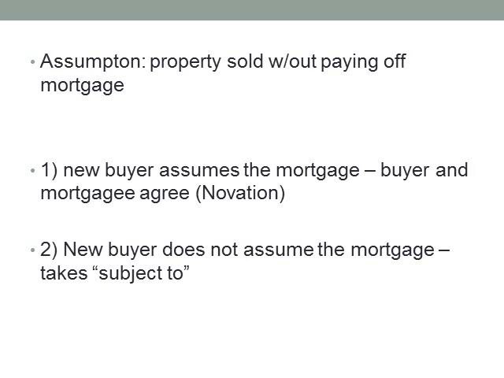And if the bank agrees to allow that to happen, then they release the old mortgagor, or the seller, and substitute the new buyer on the mortgage. We call that a novation. But everyone has to agree.